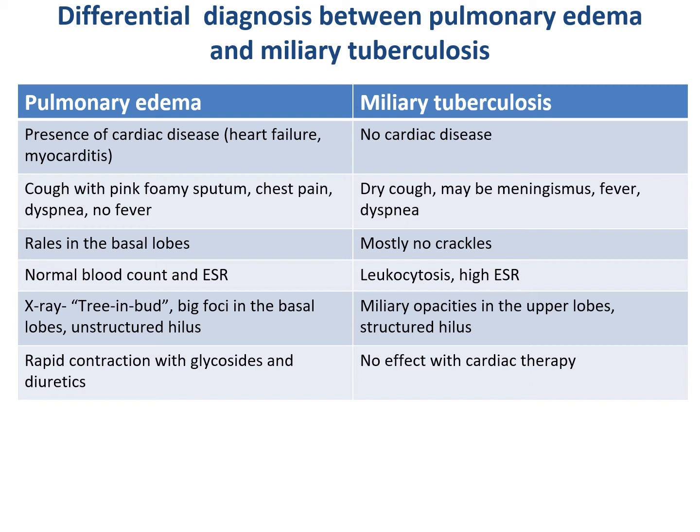In case of pulmonary edema, we have normal blood count and ESR. In miliary TB, leukocytosis, high ESR. And pulmonary edema, X-ray, tree-in-bud, big foci in the basal lobes, unstructured hilum. And in miliary TB, miliary opacities in the upper lobe, structured hilus. And pulmonary edema, rapid improvement with glycosides and diuretics. And in miliary TB, no effect with cardiac therapy.